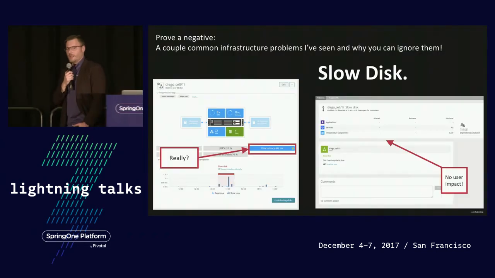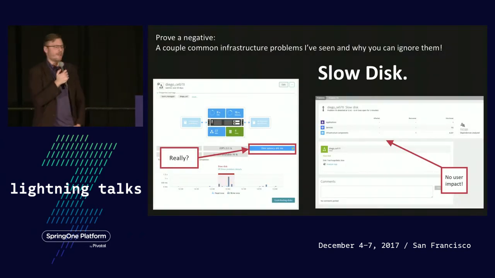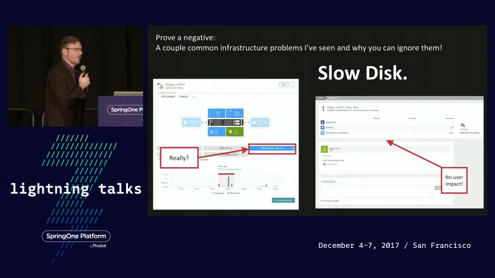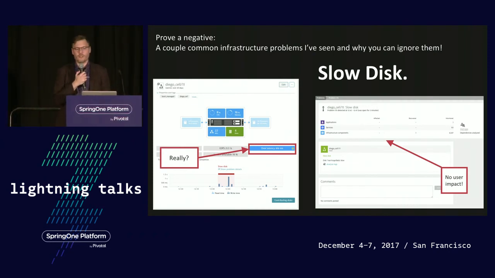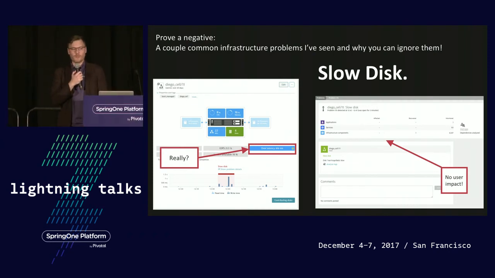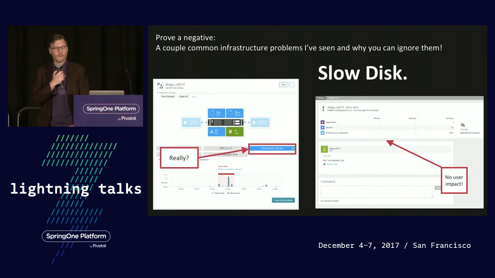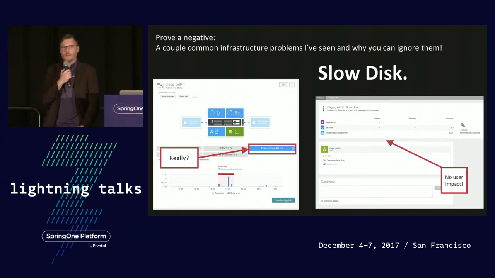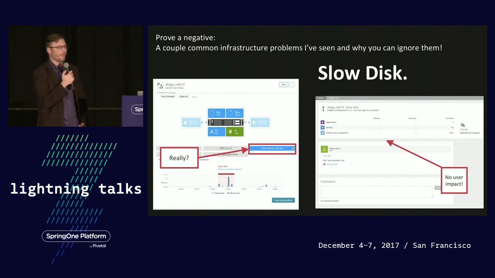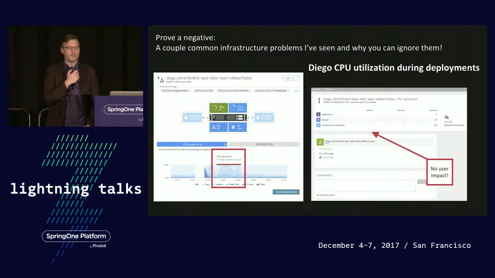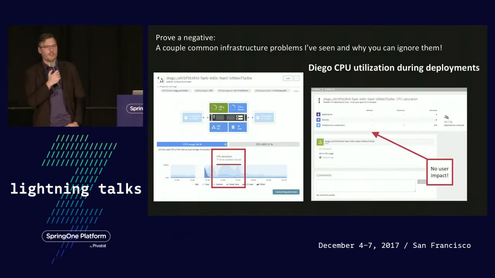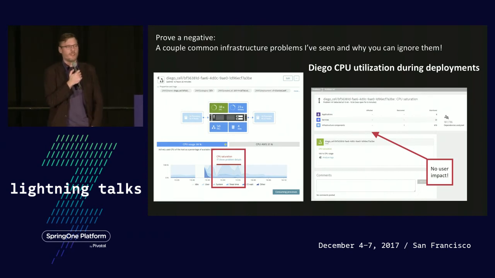But it's not only about seeing a problem that's actually happening. Since we're looking at everything all the time, we can also prove negatives. And this is where things start to get really interesting, right? One of the things I've been seeing a lot of recently is slow disk problems. If your disk is slow or your Diego CPU is very high when you're deploying a new release, does it really matter?